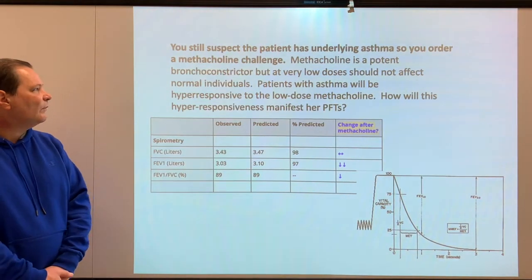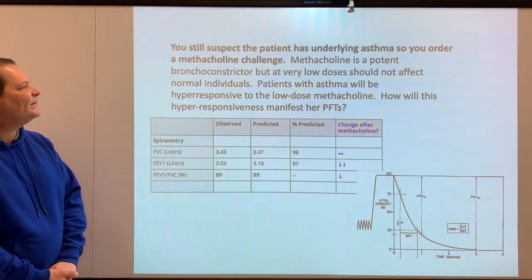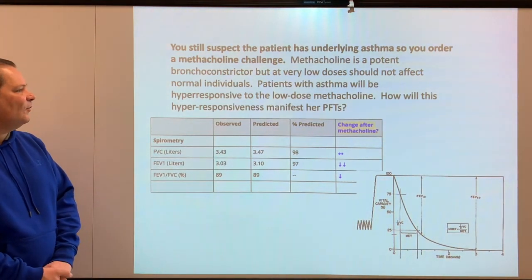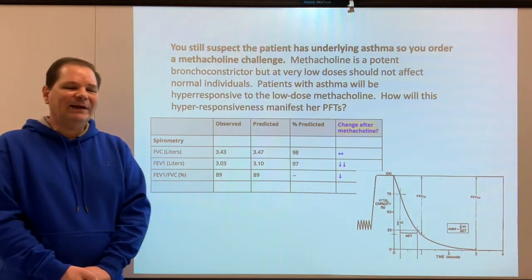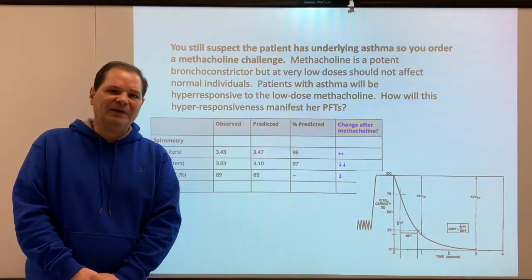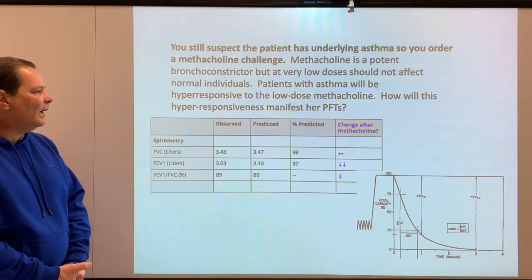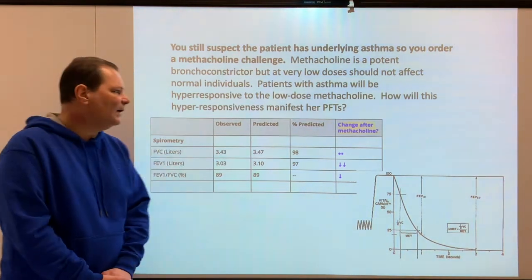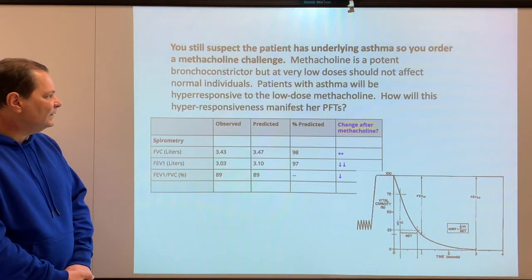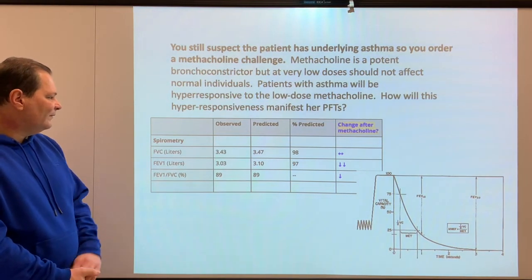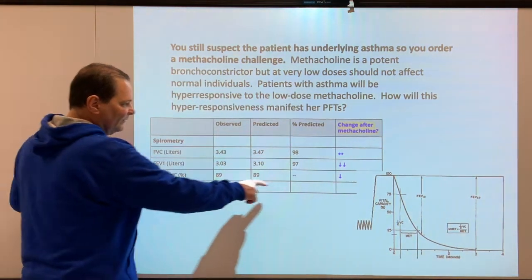So we move on to our asthma case, Nicole McNeal. You still suspect the patient has underlying asthma, so you order a methacholine challenge. In the last video, we talked about how methacholine at a low enough dose causes very little response in a normal person, but because of bronchial hyperresponsiveness, you would expect a person with asthma to have an exaggerated bronchoconstriction. As a result, your FEV1 will drop and your FEV1 over FVC will drop.